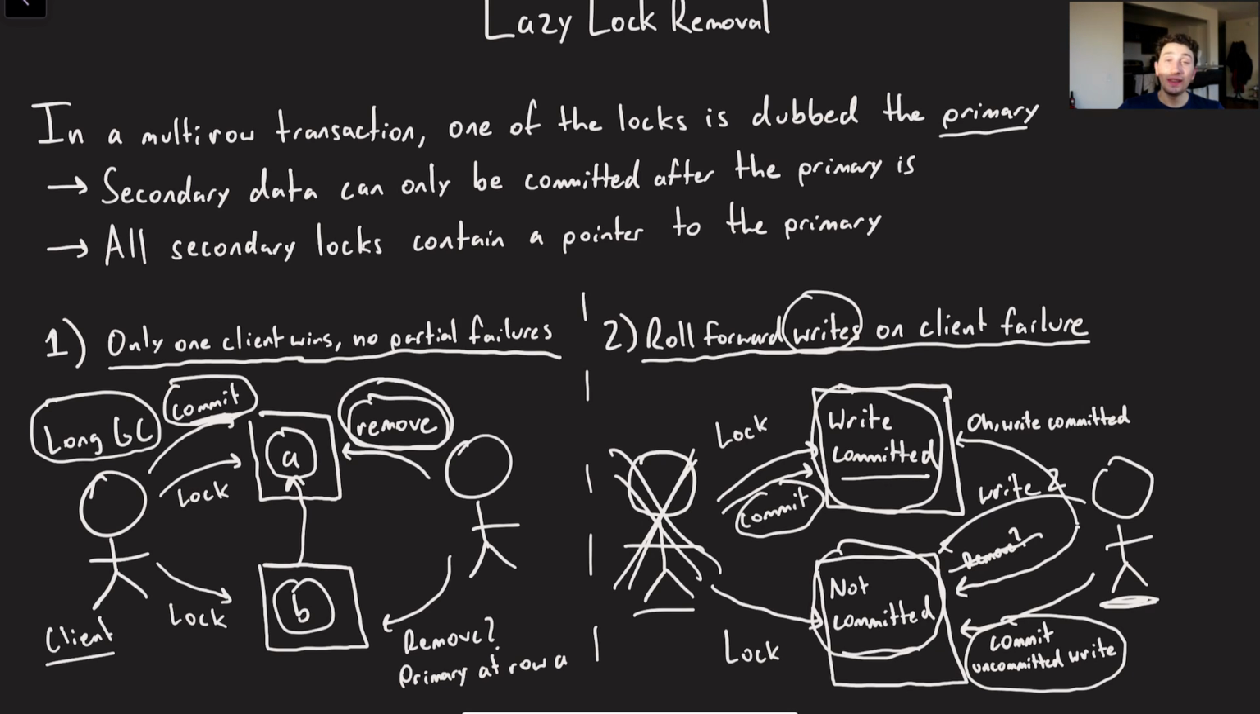Cool. So hopefully that makes sense. The main idea here, which I think is pretty interesting, is that by using a primary lock for your two-phase commits, you can basically guarantee that other clients can remove that primary lock before you're able to write to it, thus aborting your transaction.